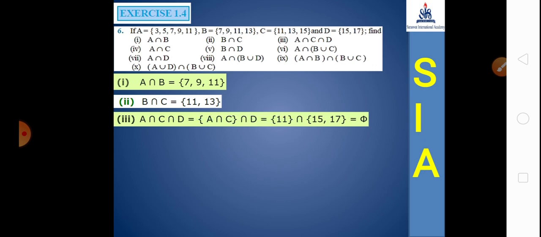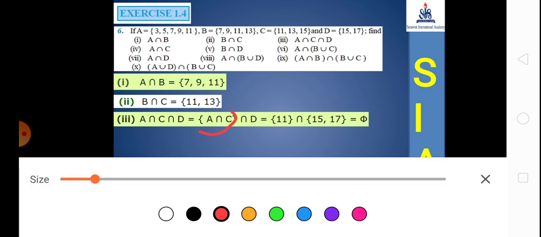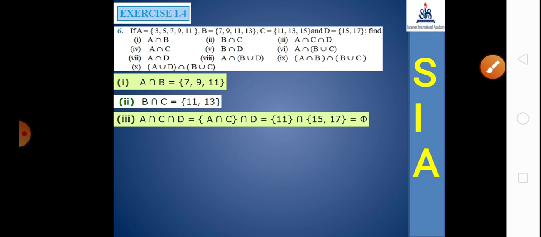Third, A intersection C intersection D. So first of all you find only A intersection C. See, students, I just highlight this A intersection C and take the answer for only A intersection C. It is 11, and the D elements are 15 and 17. Now tell me what is the common. It is nothing. So my answer is the null set. Sometimes 3 sets are given, so you proceed with only 2 sets first and then include the third set in that intersection. Next, fourth, A intersection C.